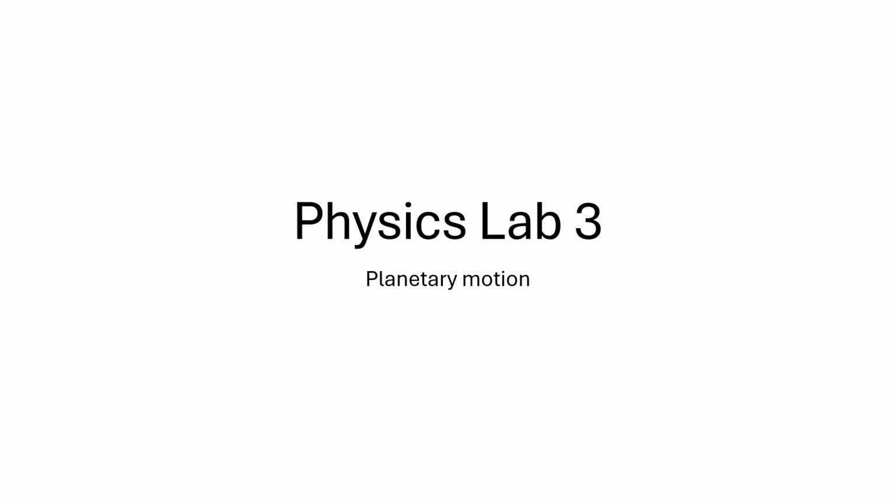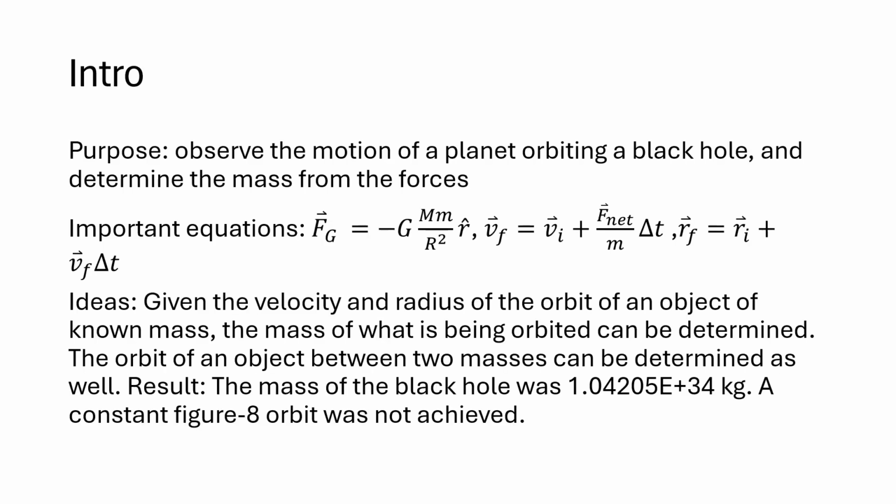Physics Lab 3. Intro. The purpose was to observe the motion of a planet orbiting a black hole and determine the mass from the forces. Important equations: force of gravity equals negative G M m over r squared r hat, vf equals vi plus F net over m delta t, and rf equals ri plus vf delta t. That's universal gravitation, velocity update, position update. The idea was to find the mass of the thing being orbited, given the velocity and radius of the orbit of the object of known mass.